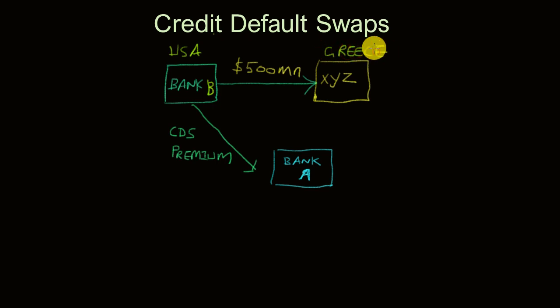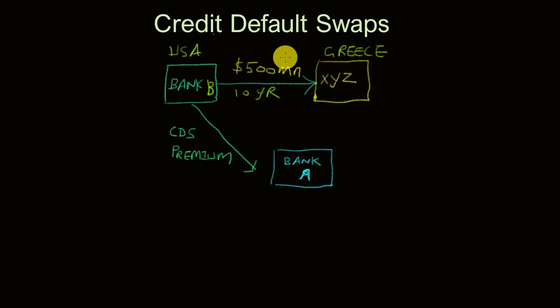Now, when Bank B lends 500 million US dollars to firm XYZ, let's assume this is for 10 years, a 10-year loan. Now, of course, the risk is that XYZ might default during this period, and the biggest risk for Bank B is not to receive the notional 500 million at the end of 10 years. So that's a big risk. Now that's called a credit risk.